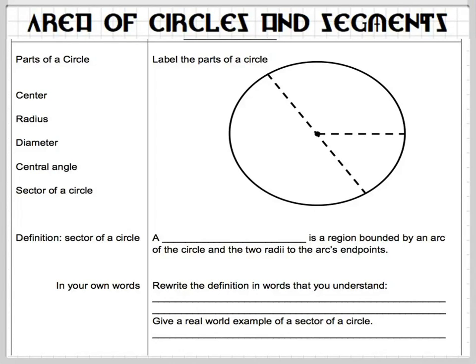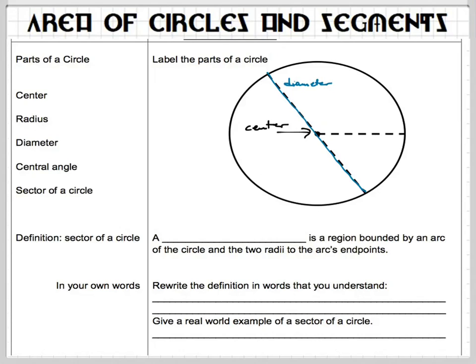Alright, if you guys are labeling this circle, and we've kind of already been doing some of this stuff. This is the center right here. And this whole thing right here is your diameter. D-I-A-M-E-T-E-R.